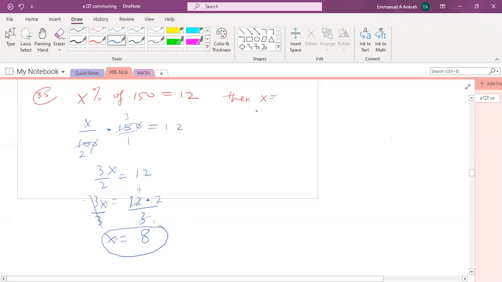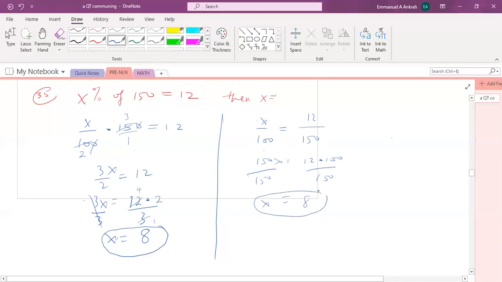Or if you want to use percent proportion, you can also set that up. x over 100 is the same as the of, and the of is the base, so 150. Equal to that 12, that means is the part. So 12 out of 150 equal to x over 100. And then you come up with the same answer if you multiply out. So 150x is equal to 1200, and then divide, you should come up with the same answer, 8. So algebra and percent proportion approach.